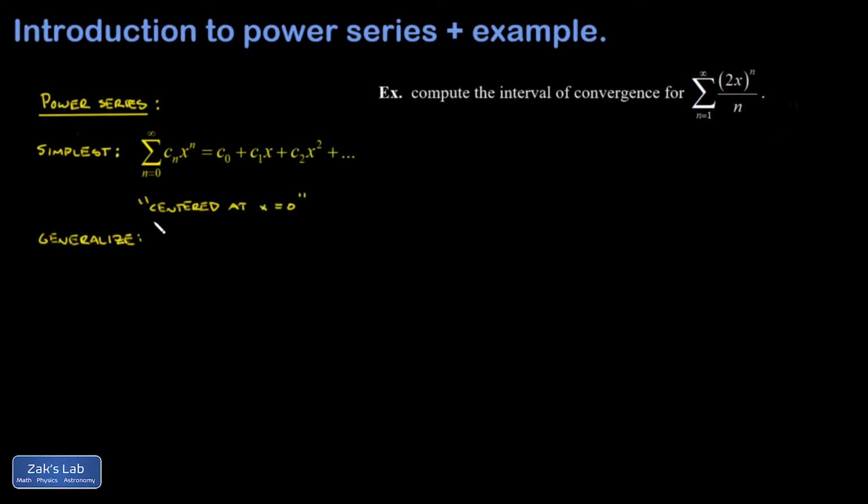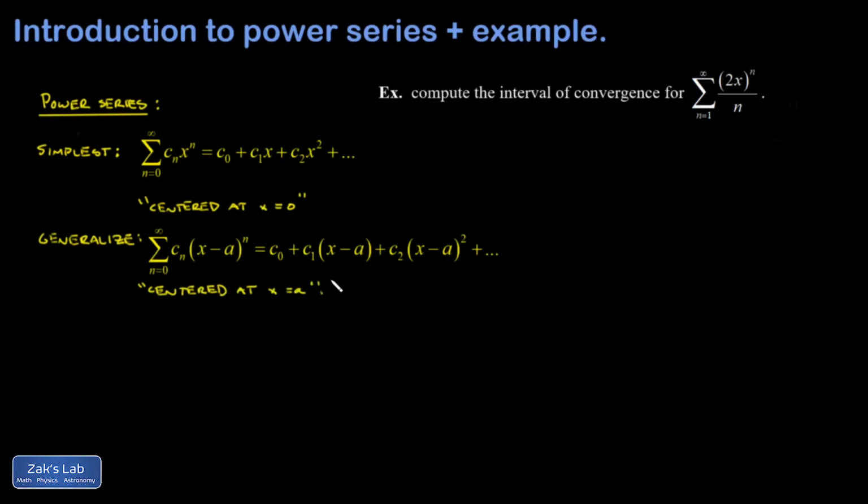Now I can generalize to a series that would be likely to converge at some other value of x. And I can see that if x is very close to a in this series, then x minus a is a very small thing, and higher powers of a small thing get closer and closer to 0. And as a result, we say this power series is centered at x equals a.